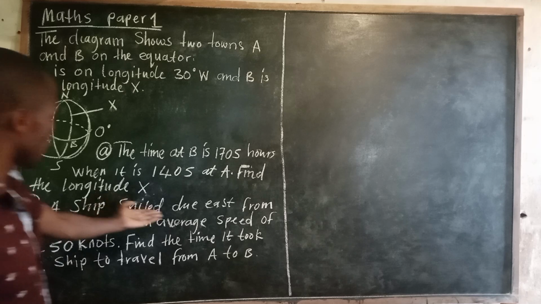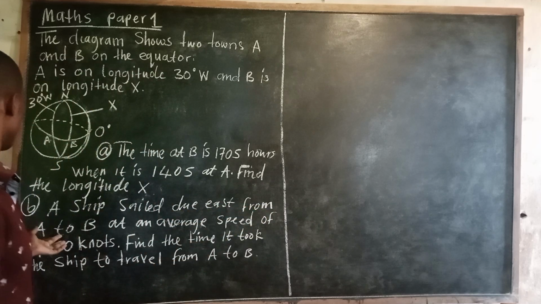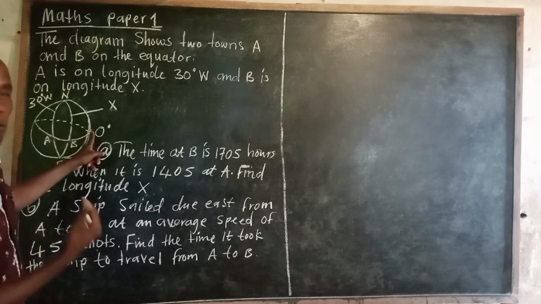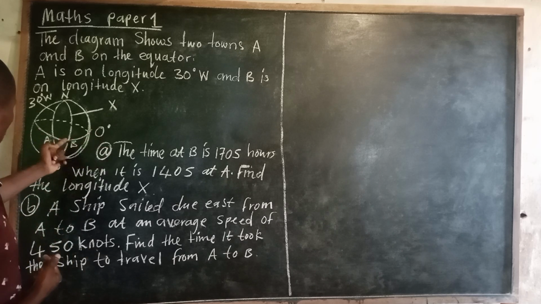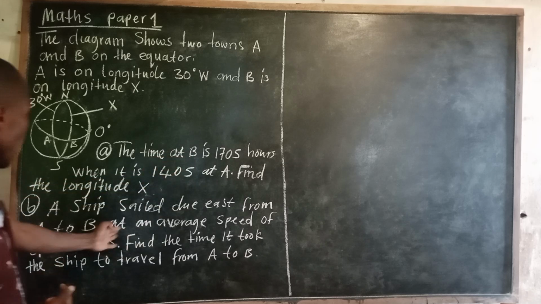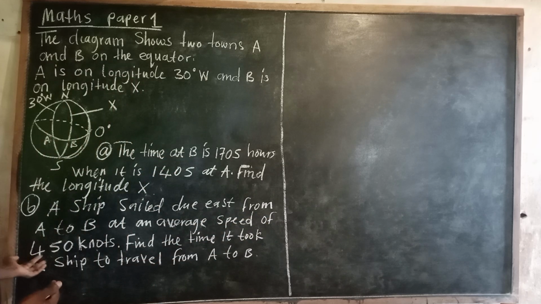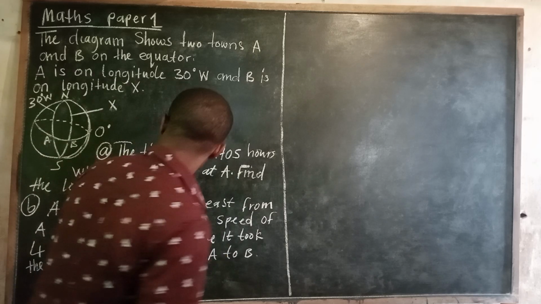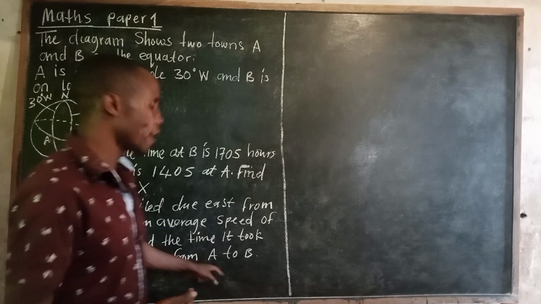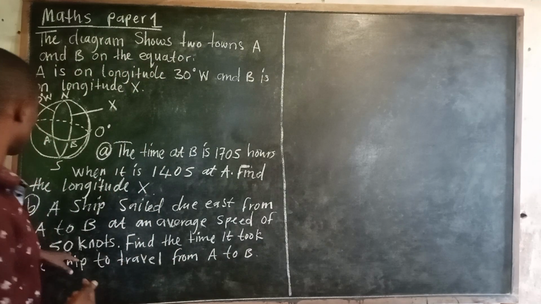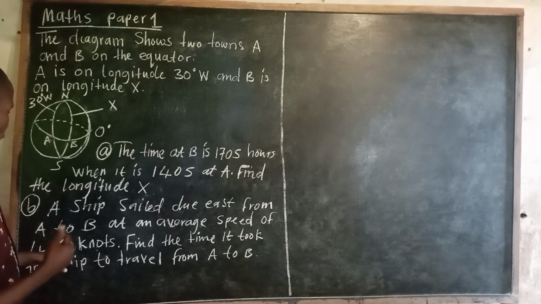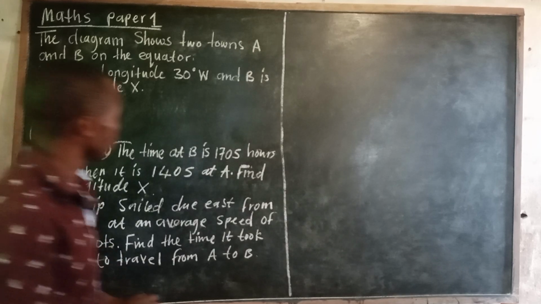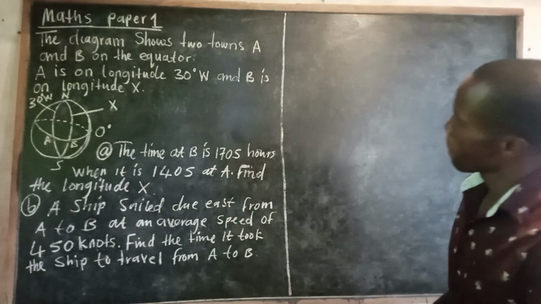Then, a ship sailed due east from A to B. So the ship was moving from this side along this latitude, which is the equator, the 0°, to the east, at an average speed of 450 knots. Find the time it took the ship to travel from A to B at this speed, 450 nautical miles per hour. That's what it means. Now we are going to start with the first question.